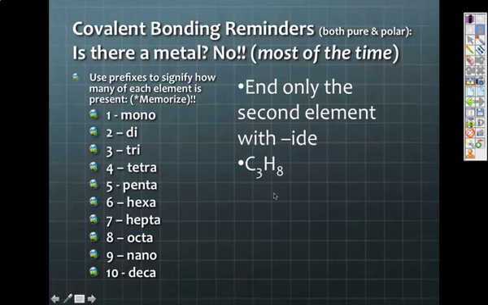So C3H8. What do we get with C3H8? Isn't it tricarbon... Close. Okay. Octahydride. If it was hydroxide, we'd have OH. Okay. Good, good. Many people do that. So tricarbon octahydride.